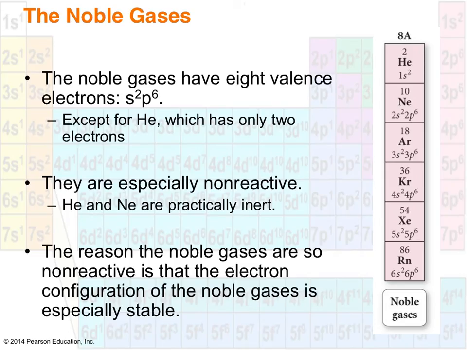Notice that the last part of the electron configuration for the noble gases is s2p6. In other words, the highest energy level for all the noble gases has 8 electrons, since 2 plus 6 is 8. Notice that. That is common to all of the noble gases.